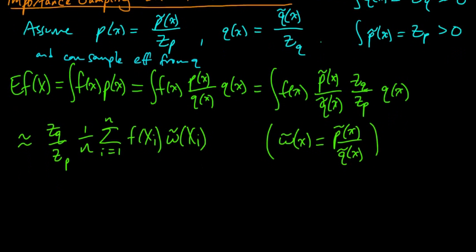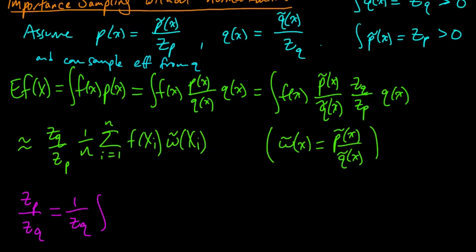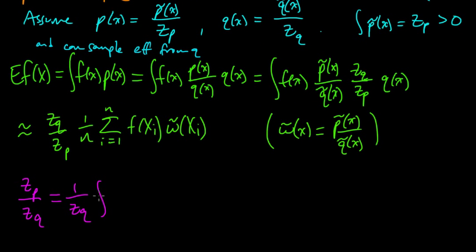Well, let's write down what it is. Maybe we can do something. Actually, let's flip it. I sort of know what's going to happen here, and it's going to be a little easier. If we do Zp over Zq, and let's expand what Zp is. Zp, well, here it is. It's equal to the integral of p tilde of x dx.